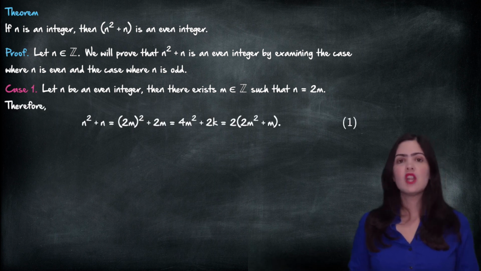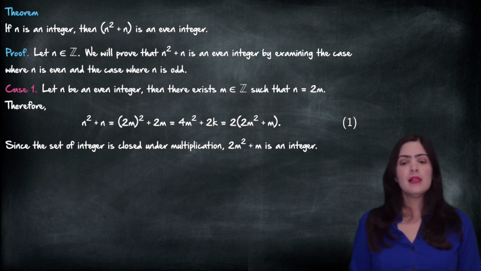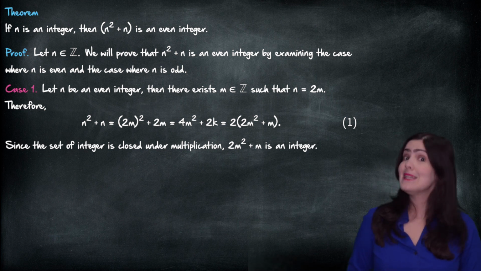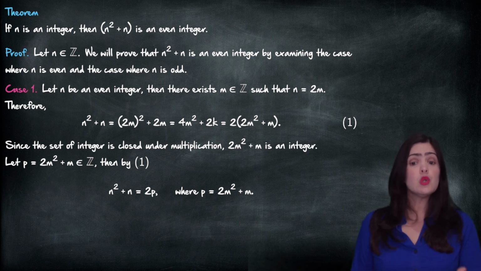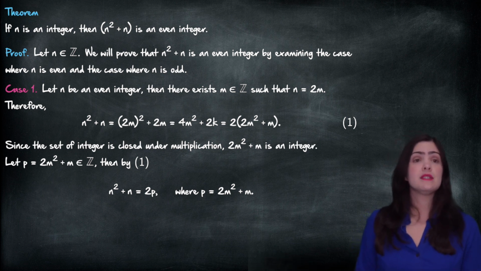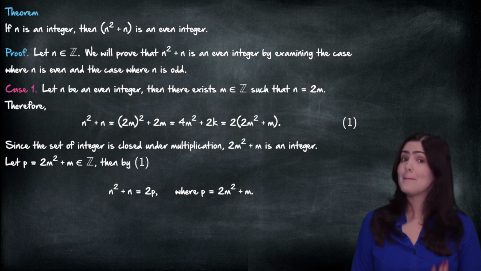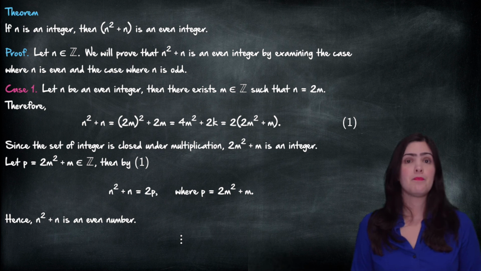And here we perform the algebra, exactly the same thing that we did before. And now, since we know that the set of integers is closed under addition and multiplication, then we know that 2m squared plus m is an integer. So if we now define p to be 2m squared plus m, we know that this is an integer, and I know that n squared plus n is equal to 2p. Oh, brilliant! That tells me that then n squared plus n is an even number.